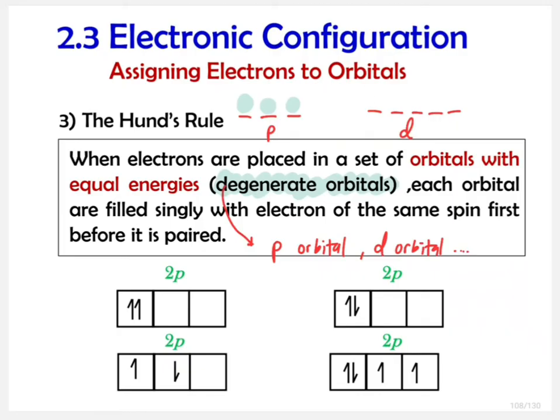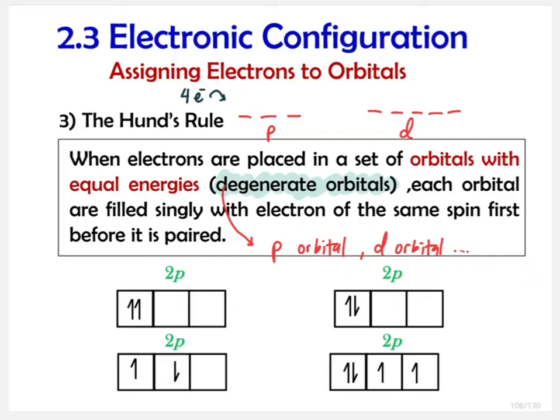Samalah macam d. So, based on the Hund's rule, contoh, dalam p orbital ni, saya nak isi 4 electrons. Kalau biasanya, kita akan isi macam ni, 1, 2, 3, 4. So, ini adalah salah. Tidak mematuhi Hund's rule. Based on the Hund's rule, each orbital, semua bilik, must be filled singly with the electron. Kita kena isi 1 elektron di setiap orbital dahulu.